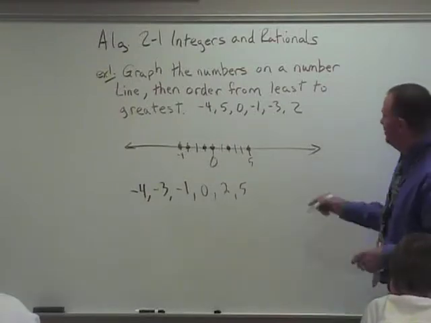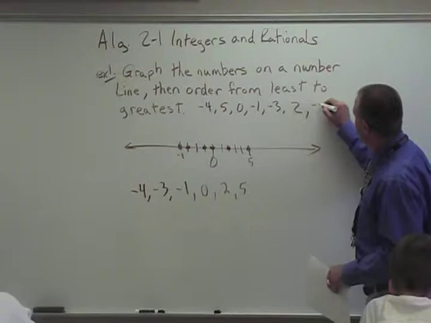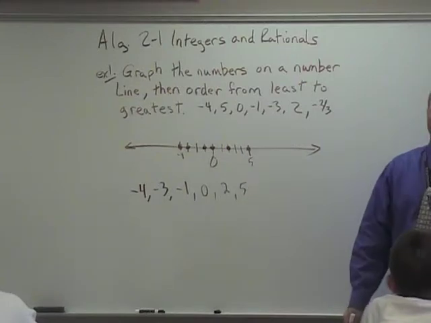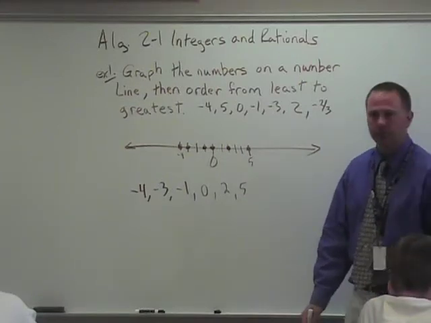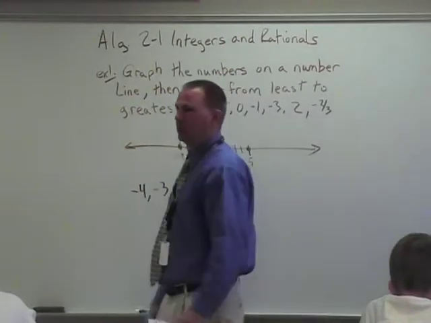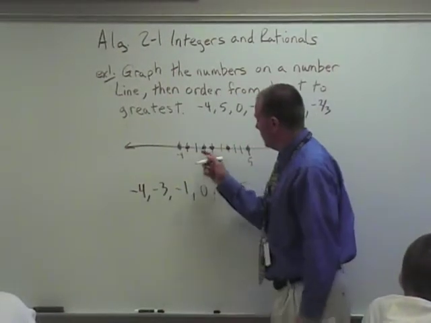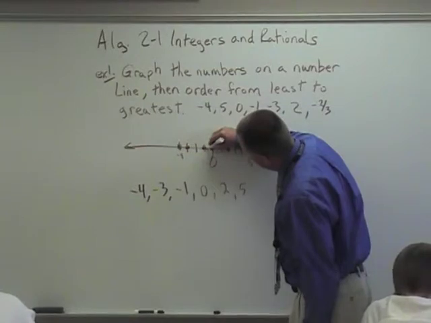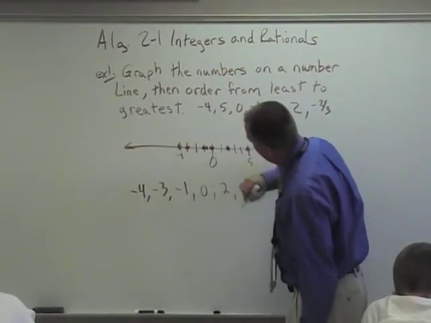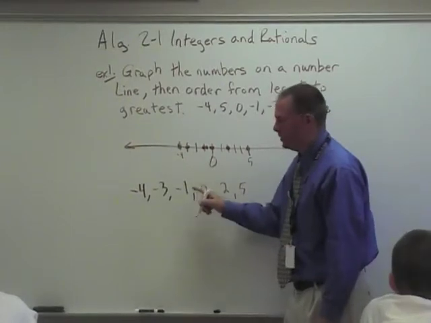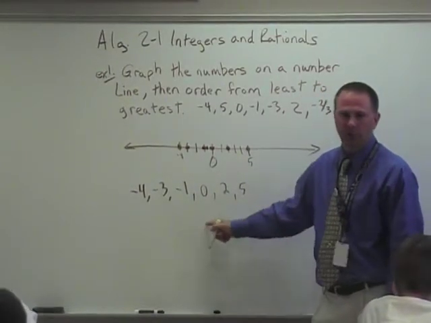What if I said negative 2/3? Where would that go? Cameron? 2/3 between 0 and -1. Yep. Between 0 and -1, 2/3 is a little past halfway. You put another dot right there. And then it would go between -1 and 0 in your grouping of numbers.